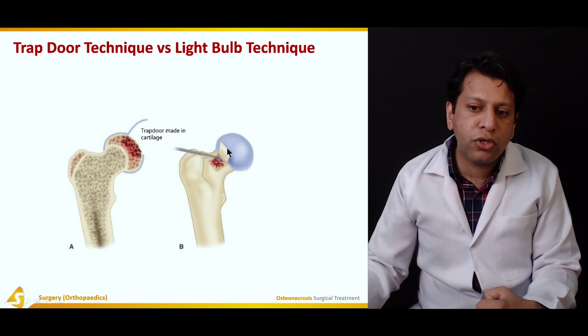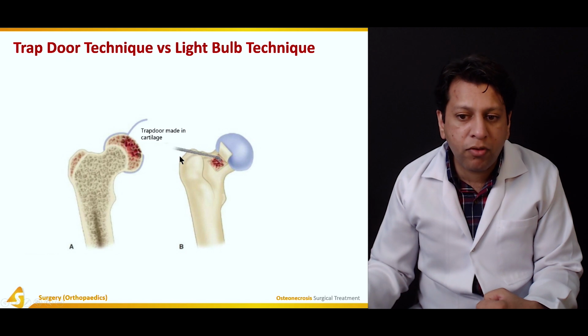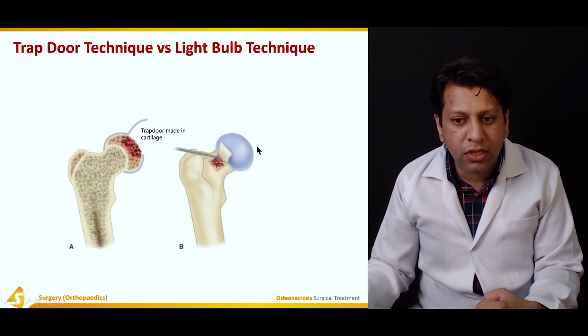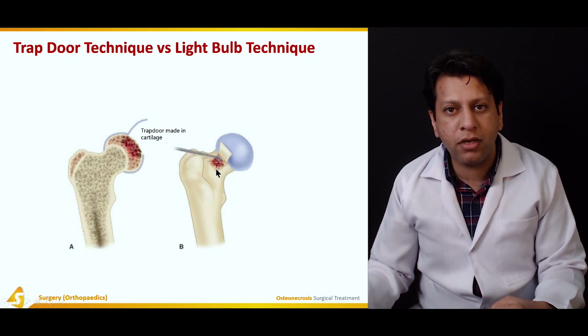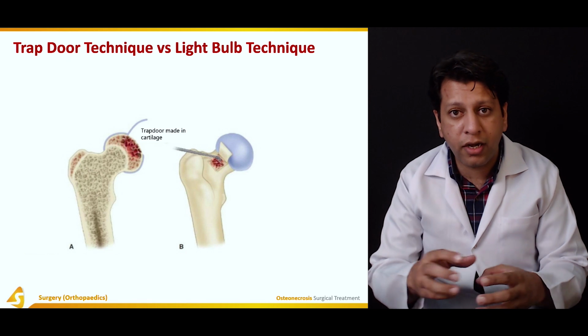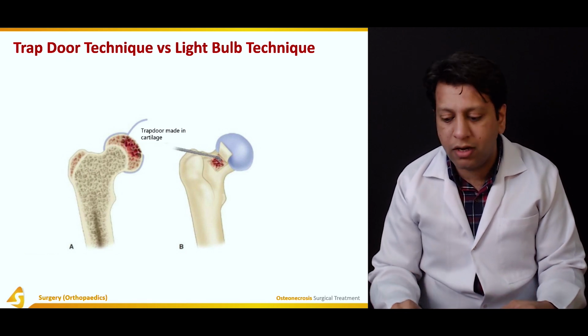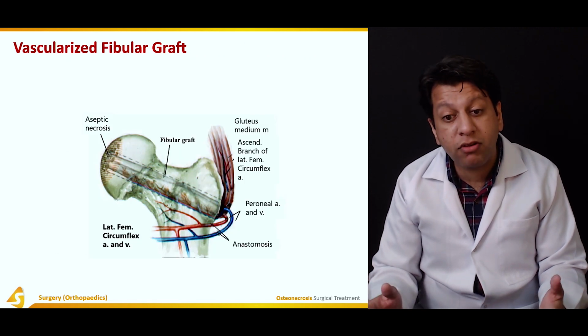Instead of going into the joint and removing the cartilage and damaging the cartilage, what they did was they made a window in the neck of the femur. Via the neck of the femur, they took the curettage in, took all the dead bone out, put the graft in, and just put it back. This was kind of a light bulb technique, where they created a hole from outside, went in, did the job, and came out in a light bulb way. The next option is vascularized fibular graft.